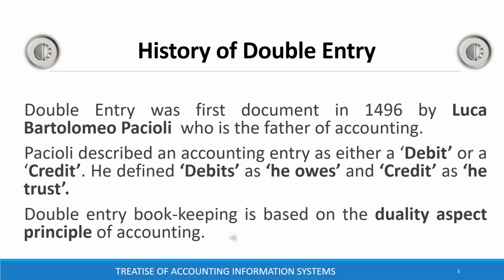Double entry system was first documented in 1496 by Luca Bartolomeo Pacioli, who is the father of accounting. Pacioli described an accounting entry as either a debit or a credit. He defined debit to mean someone who owes and credit to mean someone who trusts. Double entry bookkeeping is based on the duality aspect principle of accounting.